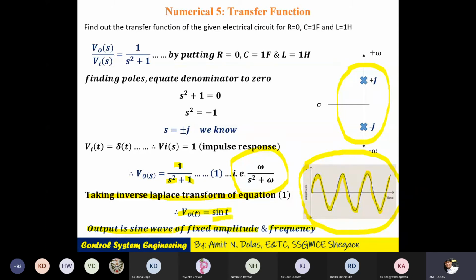What is the amplitude? Can anybody say? Sin t means it is Vm sin omega t. So Vm is 1. Nothing is written in front of sin, no 2 or 3, nothing is there. So amplitude is 1. Frequency is from sin omega t. So this is how the location of poles on the imaginary axis will give you this result. And it is a marginally stable system. We'll talk about stability.